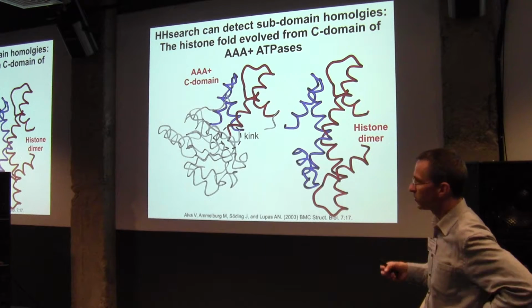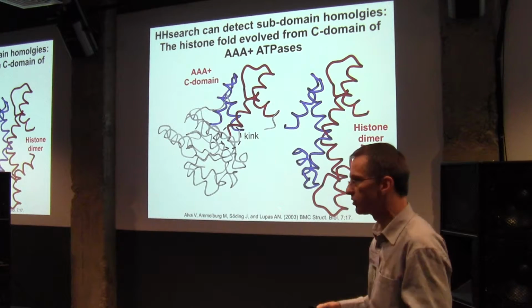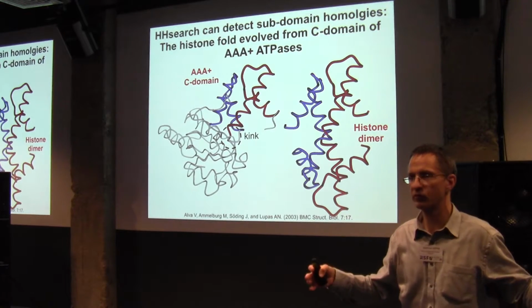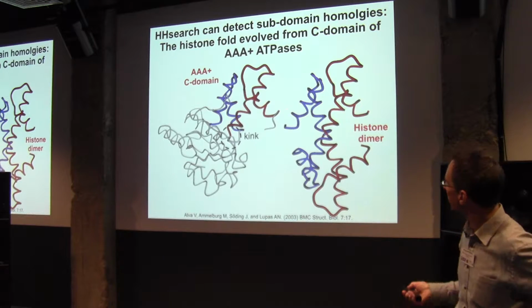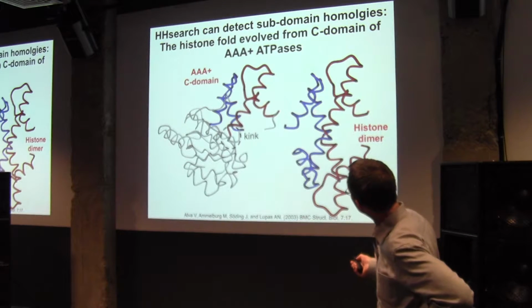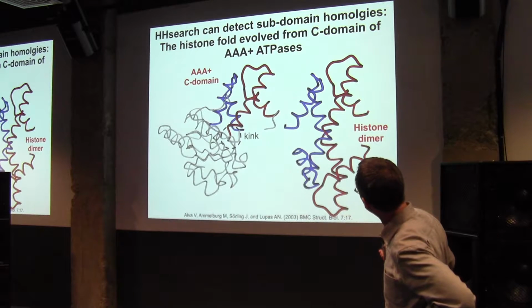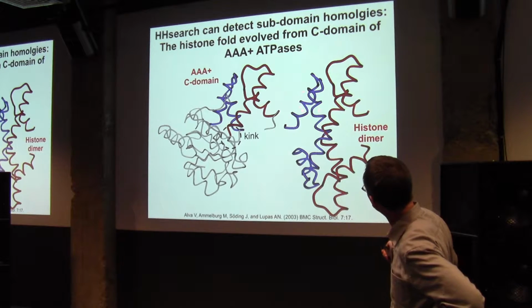What we found when we looked, quite a long time ago, in 2003, at homologies in the universe of known proteins where the structure was known, was this homology, and we thought this is a mistake. But then luckily I saw that this is one chain here, and this match to one chain was actually to this one here, one chain of the histone dimer.